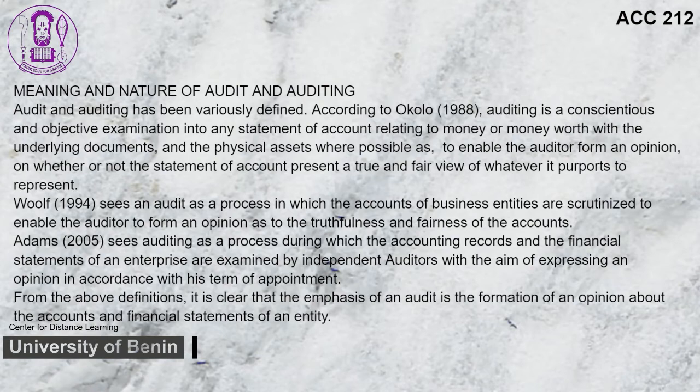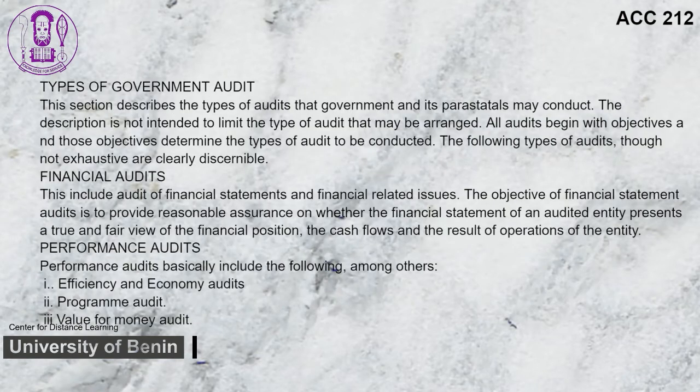From the above definitions, it is clear that the emphasis of an audit is the formation of an opinion about the accounts and financial statements of an entity. Types of government audit. This section describes the types of audits that government and its parastatals may conduct. The description is not intended to limit the type of audit that may be arranged.